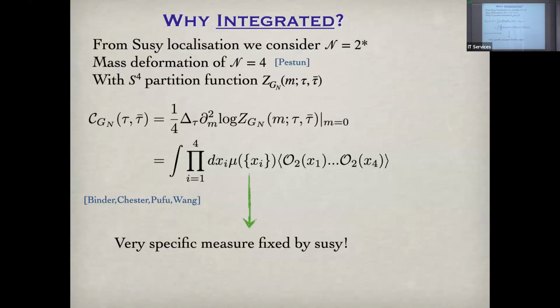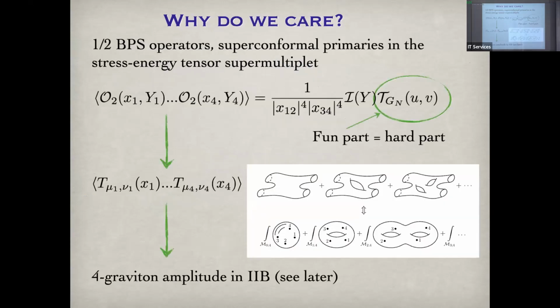What happens is that by considering that particular combination of derivatives that I told you about, in this really nice paper by Binder, Chester, Pufu, and Wang, they've shown that this combination of derivatives of the Pestun partition function gives you the correlator O2, O2, O2, O2 that I told you before for some special polarization, integrated with a very specific measure that I was too lazy to write out over the 4-point insertion. So this quantity that you can compute in localization gives you some handle on this complicated integrated correlator. So this is why we actually care about it.